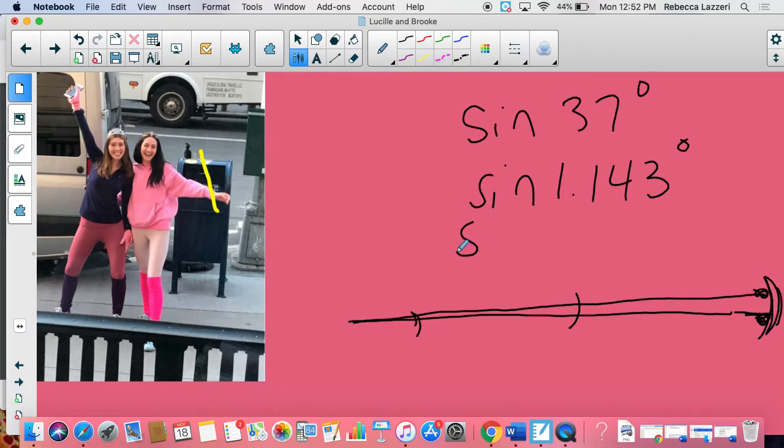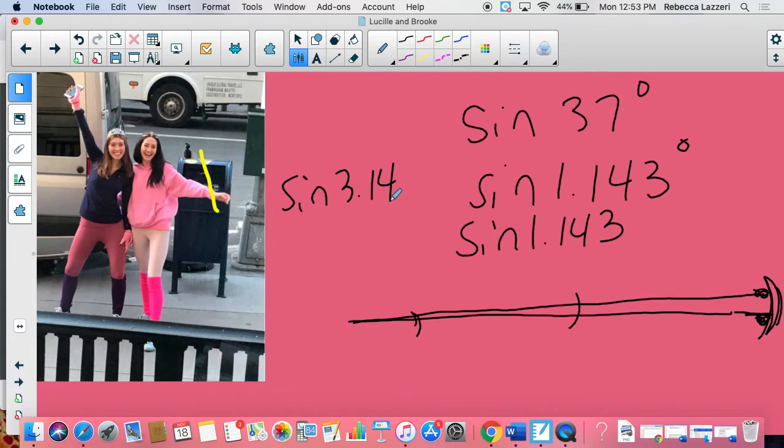Now, if I write this, sine of 1.143, that is not the same question. What do you notice is missing there? The degree symbol. That means I'm in radians. The absence of a degree symbol means radians, okay? There's not really a mark for radians. So if I have the sine of 3.14, why is that in radians? Only because it doesn't have the degree circle, okay?